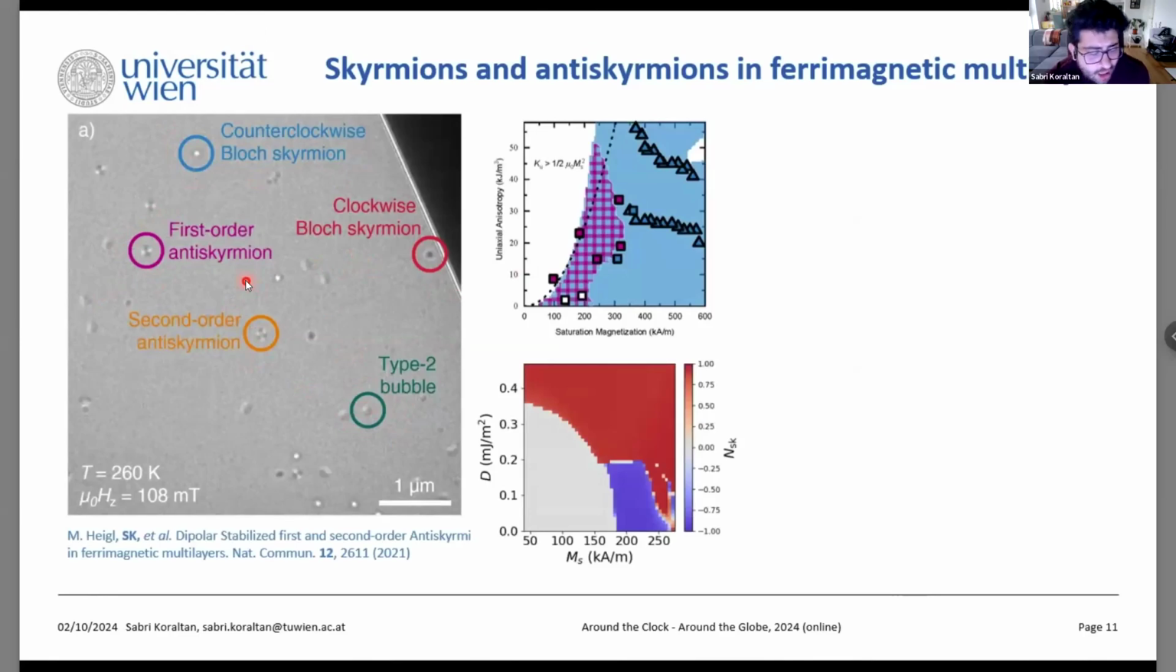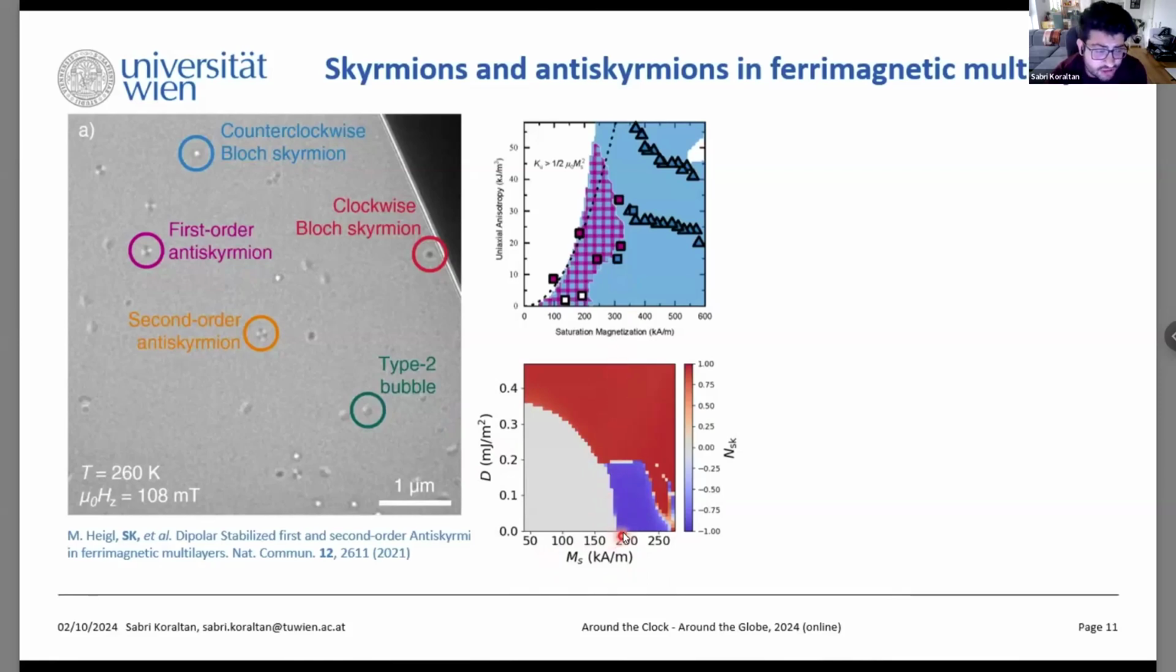The question is, are these really dipolar stabilized? The reason behind that is because we had some iridium, and as I mentioned, iridium can lead to the formation of interfacial DMI. So we did some micromagnetic simulations to see if the DMI counteracts the existence of anti-skyrmions. We studied an anti-skyrmion and checked if it's still stable when we increase the DMI under different saturation magnetization. And we see that there is, again, a phase pocket, but also a DMI threshold below which the anti-skyrmions are stable in ferrimagnetic multilayers.